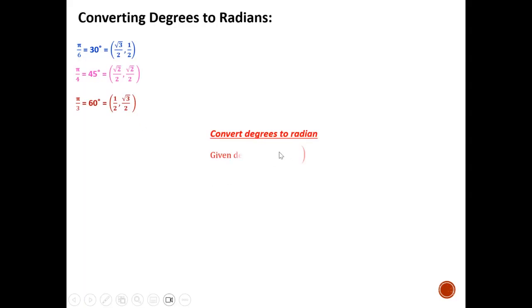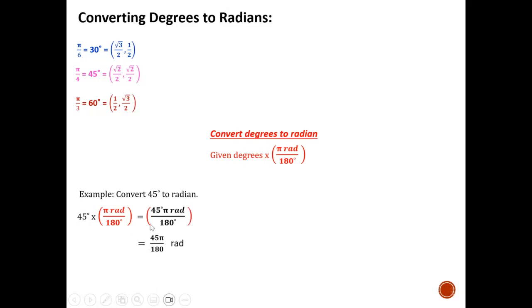Now, let's convert the 45 degrees to radians. We know it's pi over 4 because we saw that in the circle, but here's how you get it. We multiply 45 degrees times pi radians over 180. The degrees cancel, so we're left with 45 pi over 180, which gives us pi over 4. See guys, 45 degrees is pi over 4.